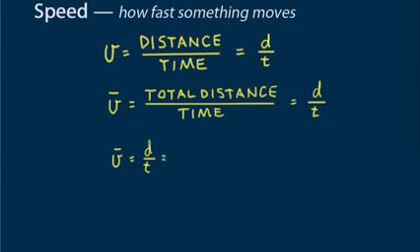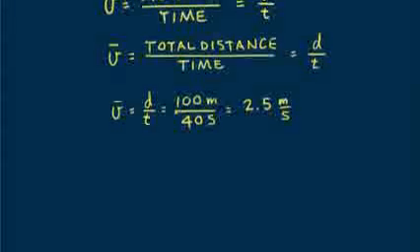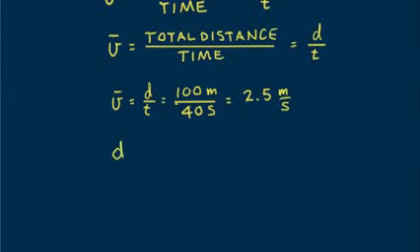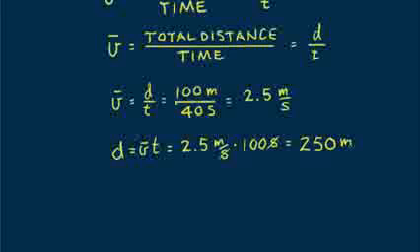What's your average speed if you walk 100 meters in 40 seconds, for example? We see that it's 100 meters per 40 seconds. That's 2.5 meters per second. That's your average speed. We can rearrange this equation and express it for distance. d equals average speed times time. Then we see that if you walk at an average speed of 2.5 meters per second for 100 seconds, the distance you travel is 250 meters.